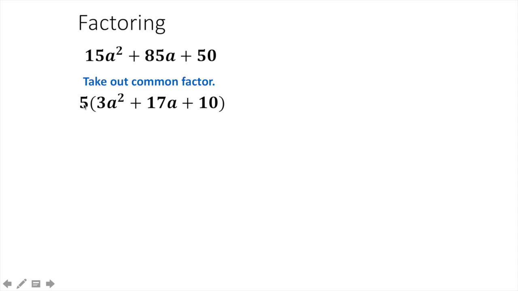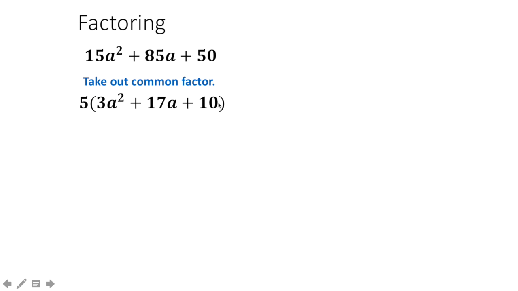Now we know we've done it correctly if I can go ahead and distribute this 5 back in and get my original one. So 5 times 3a squared would give me 15a squared. 5 times 17a would give me 85a. And 5 times 10 gives me 50. So I know I've done that correctly. So this 5 stays on the outside. We do not cross that off. That is going to be part of our answer.